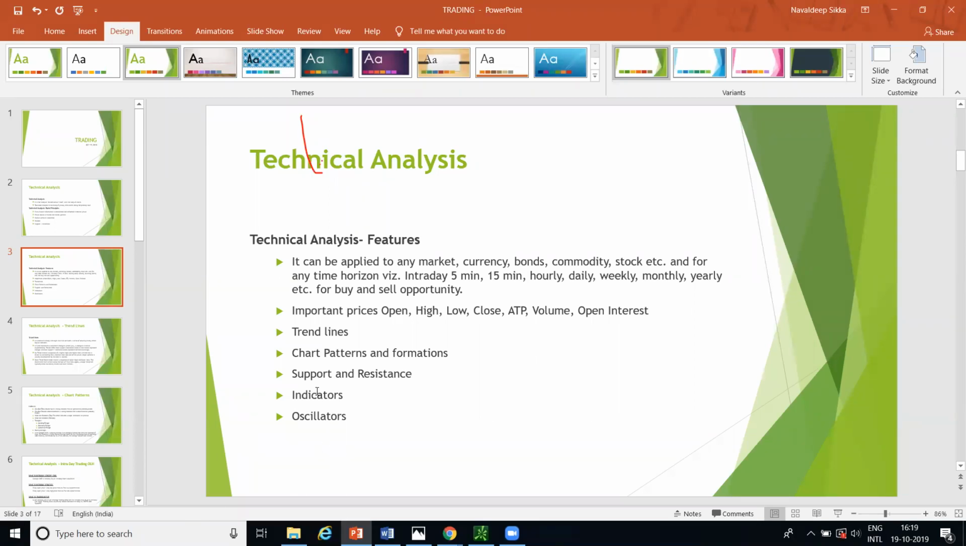Then we have indicators, like most of the people use RSI, MACD, ADX, DMI. We'll talk about that. Oscillators, like MACD is also an oscillator, so you can use that.